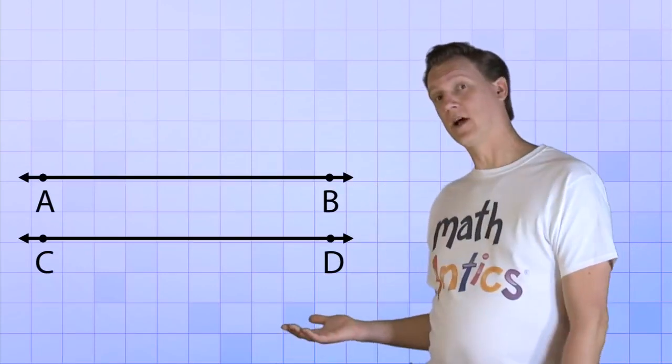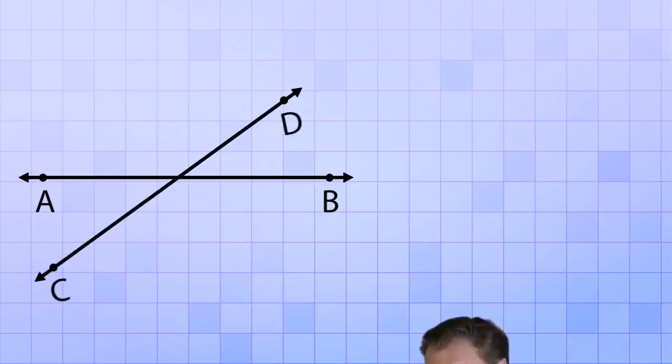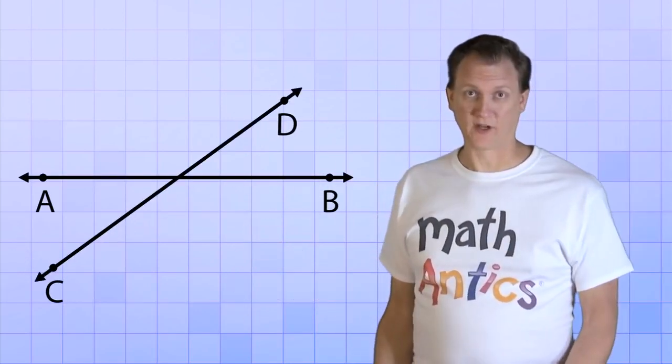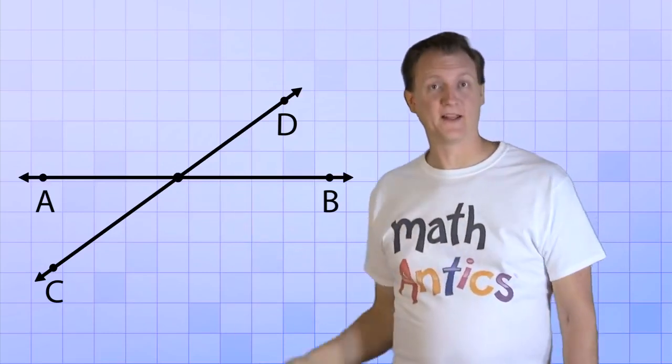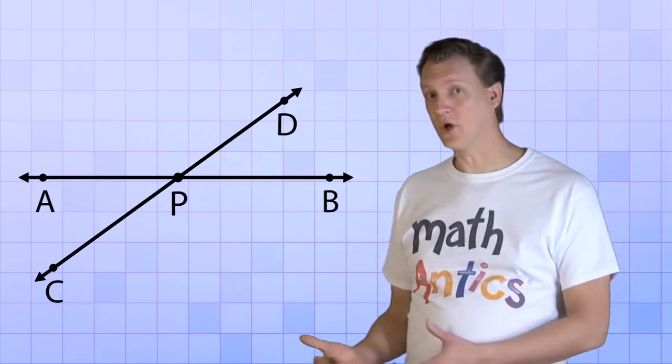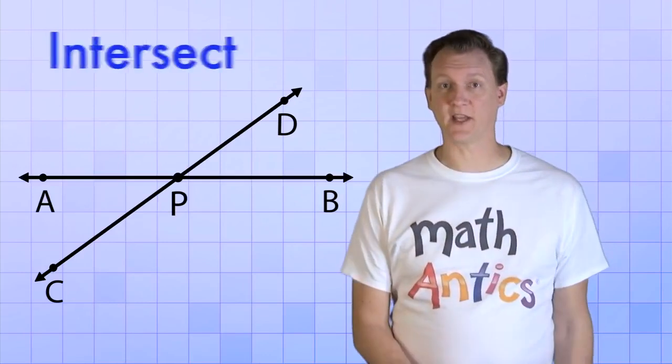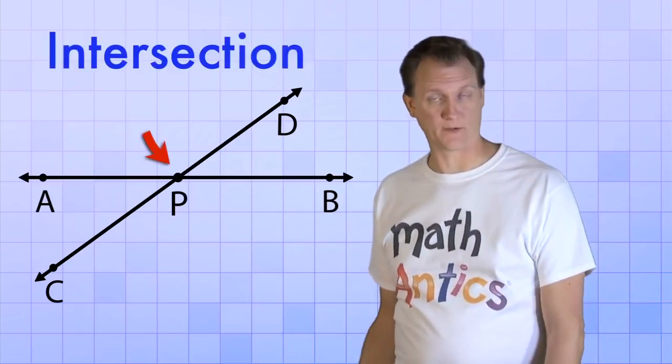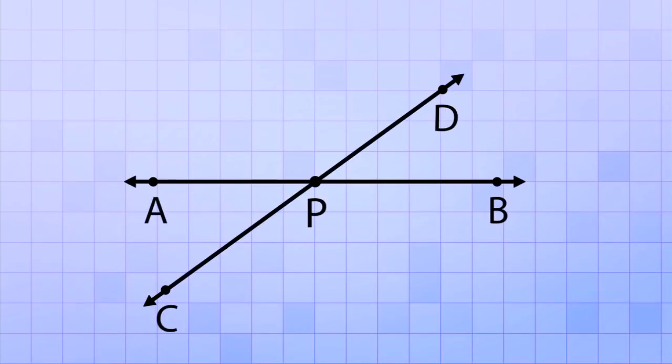But what if I take one of our lines and give it a little nudge? Now the lines aren't parallel anymore. In fact, they cross at this point right here. Let's name it point P. When lines cross at a point like this, we say that they intersect, and we call the point an intersection. And when lines intersect, they form angles.